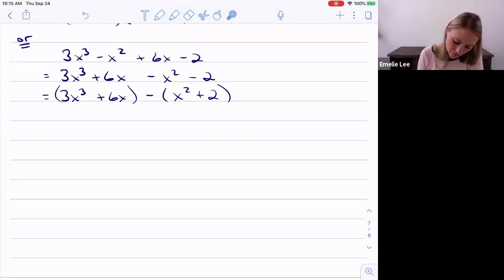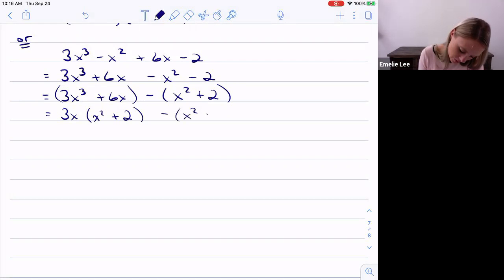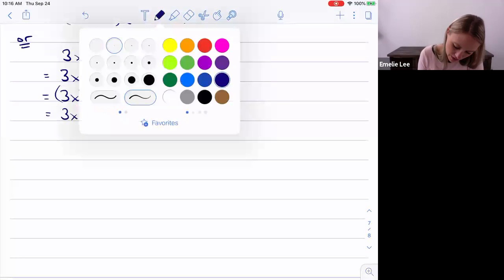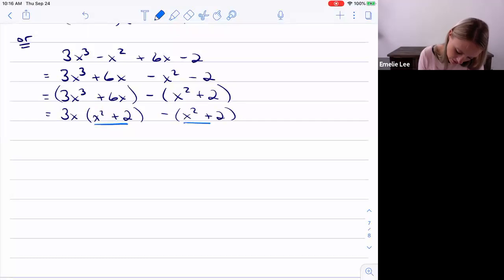So from this first chunk, I can pull out a common 3x. I can pull out a 3 at maximum from the coefficients, and an x at maximum from the variables. So I've got a common 3x, and then whatever's left over from 3x to the 3 is x squared plus 2, minus x squared plus 2. Notice that we're back to x squared plus 2 as my common factor.